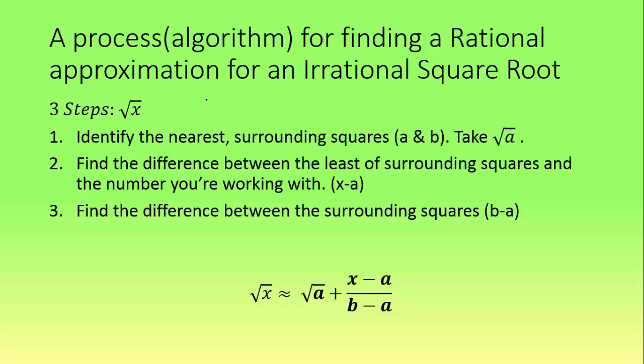X is the number that we're trying to take the square root of, and you picture it on the number line. Before x, there's some number that is a perfect square, and after x, there's some other number that is also a perfect square, and x is between these two perfect squares. We're going to use those two numbers. The first thing you do is take the square root of the first perfect square and keep that for later. You're also going to subtract your number and the first perfect square, and then you'll subtract the larger perfect square minus the smaller perfect square. Take those three pieces and put them together in the formula.